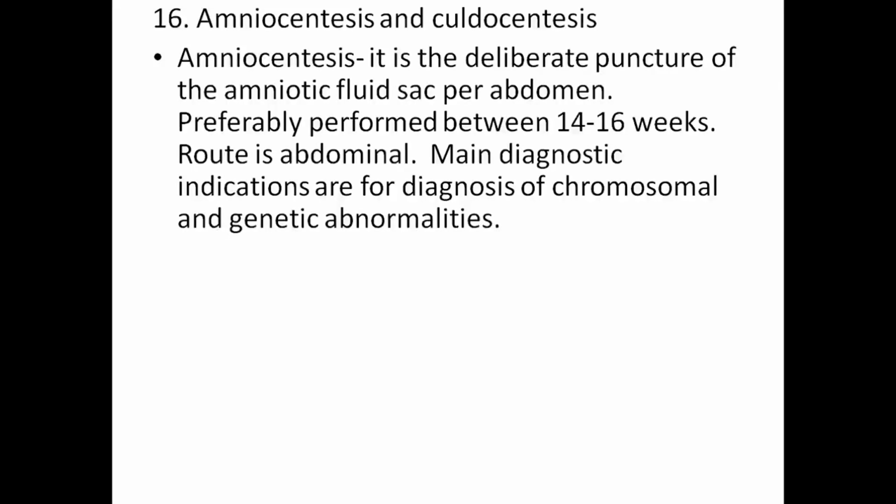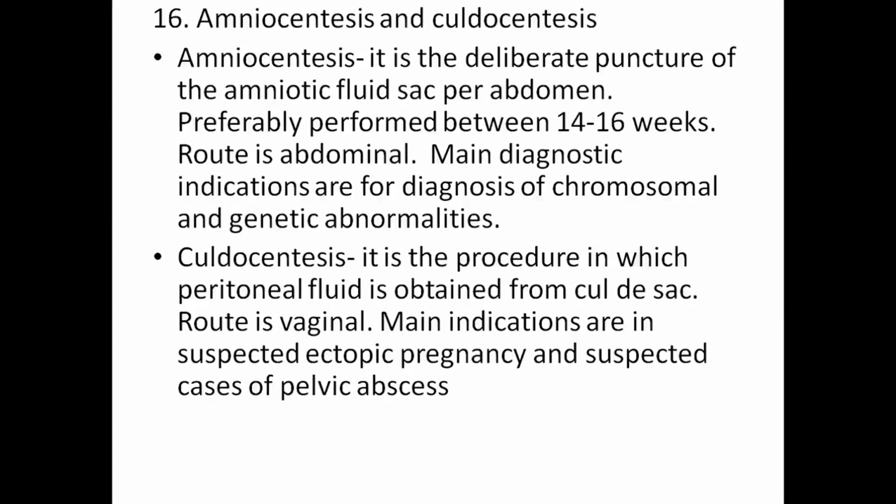Amniocentesis and culdocentesis. Amniocentesis is a deliberate puncture of the amniotic sac per abdomen, preferably performed between 14 to 16 weeks if the route is abdominal. The main indication is diagnosis of chromosomal and genetic abnormality. Amniocentesis is of two types, diagnostic and therapeutic. The diagnostic type is done between 14 to 16 weeks. The therapeutic type is done in polyhydramnios, when the amniotic fluid amount is more. Culdocentesis is a method in which peritoneal fluid is obtained from the cul-de-sac. The route is vaginal. Main indications are suspected ectopic pregnancy and suspected pelvic abscess.